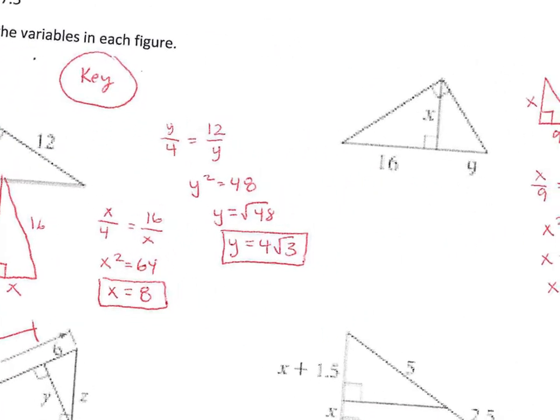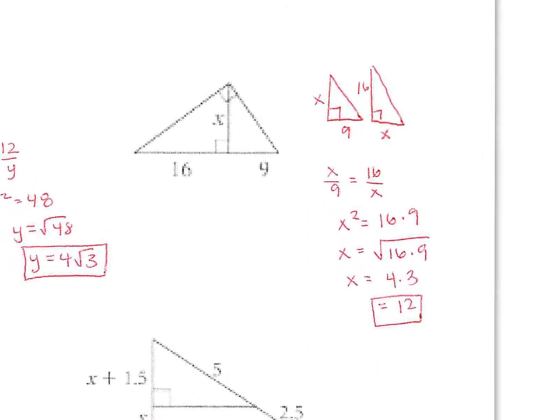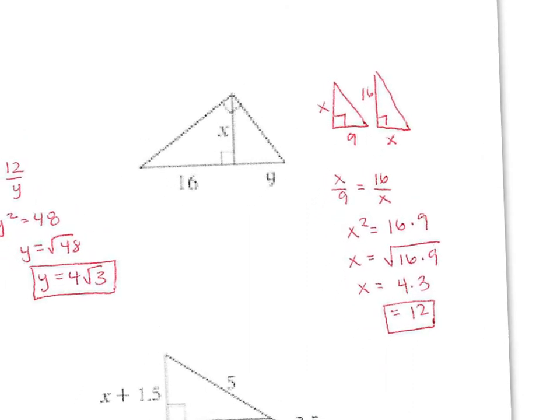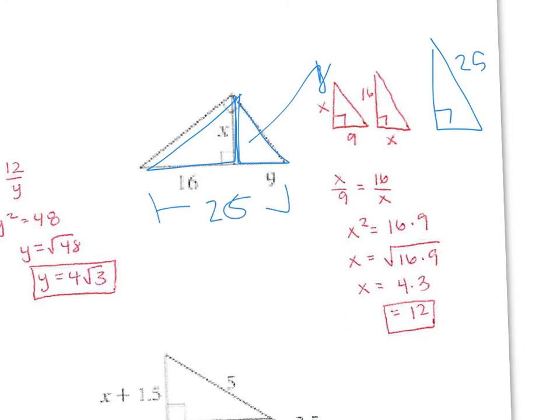In the second triangle, you have three triangles again. So I have the small triangle, which I wrote x is to 9. You have the medium triangle, which the short side is x and the long side is 16. And then you also have the largest triangle. So the largest triangle has a hypotenuse of 25 because this is 25. But the other two sides are not even labeled. So again, I can write the ratio x is to 9 as 16 is to x and cross multiply.